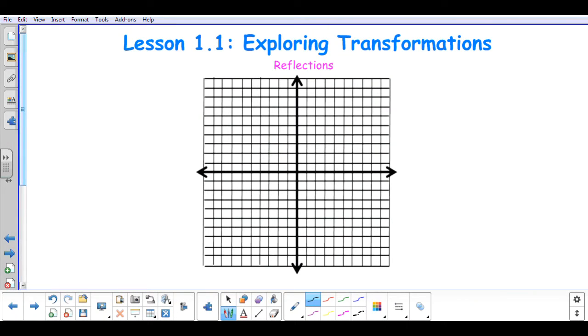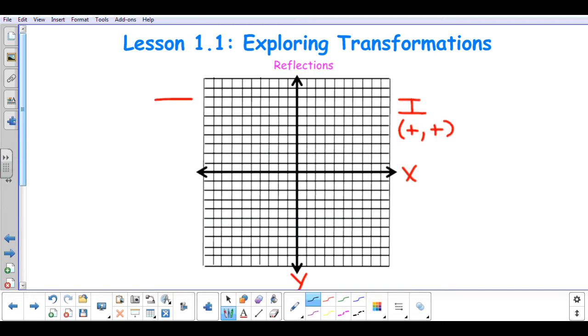When we are doing reflection transformations, we are only going to be focusing on reflecting over the x-axis or reflecting over the y-axis. So what we really need to know are what the signs are for the x and y coordinates in each quadrant. So here in the first quadrant, both the x and the y are positive.